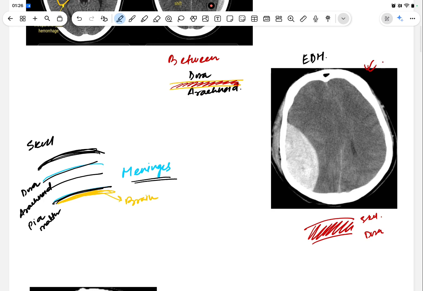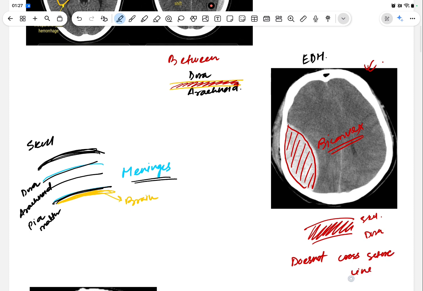See the difference in the CT scan shape. The shape in case of extradural hemorrhage or EDH is biconvex, or lens shaped. Another important characteristic, let me write here, it does not cross the suture line. Our skull has multiple sutures, right? It does not cross the suture line.